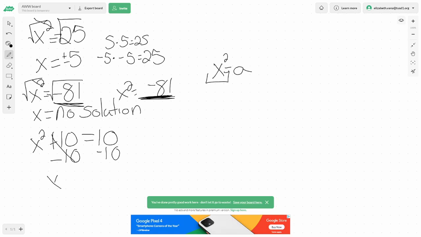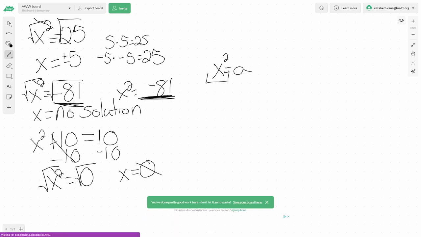Now I'm left with x squared equals 10 minus 10, which equals 0. If I take the square root of both sides, we get x equals 0. So we can use 0. It would just be one answer, and that answer would, in fact, be 0.